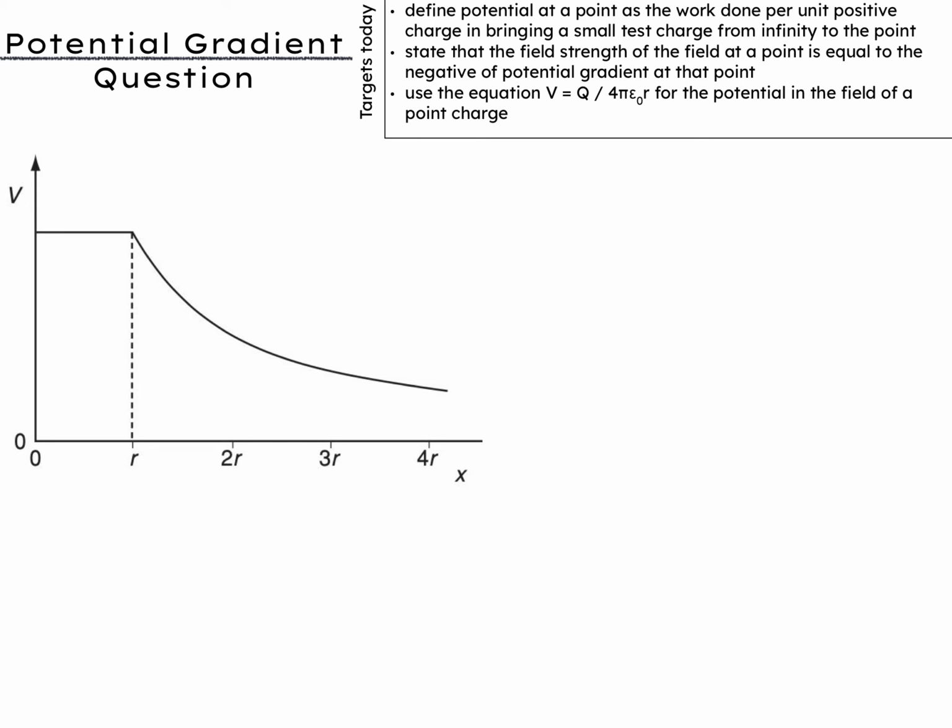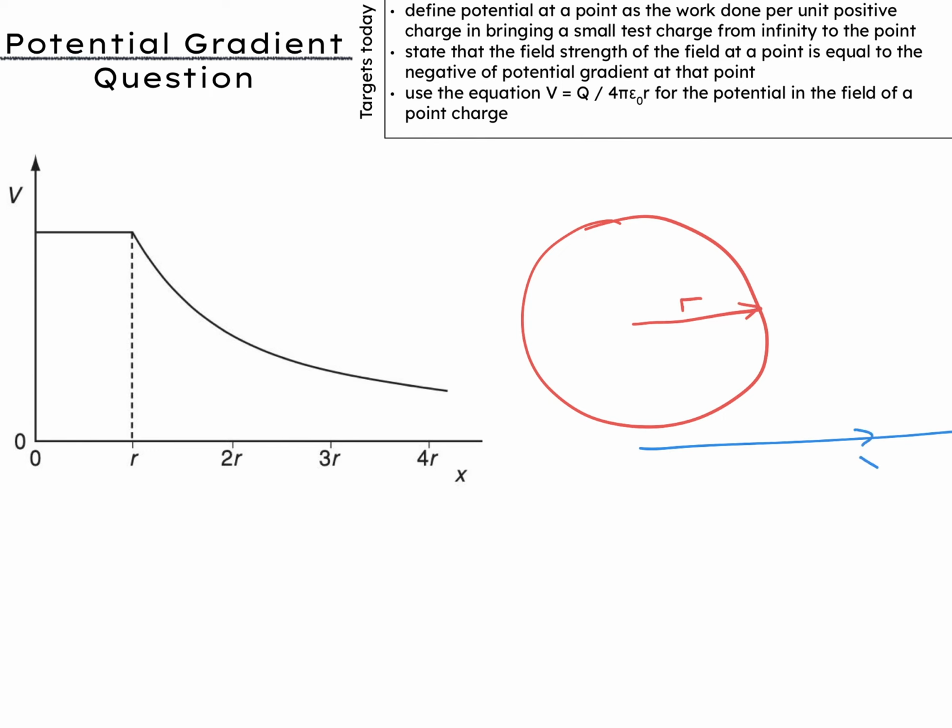Here we have a graph of potential against distance from the center of the sphere. It's a conducting sphere with radius r. Inside the sphere, any PD would cause the charge to flow, so you end up with 0 PD inside the sphere, meaning potential is constant. Away from the sphere, the potential drops following V equals kq over x.